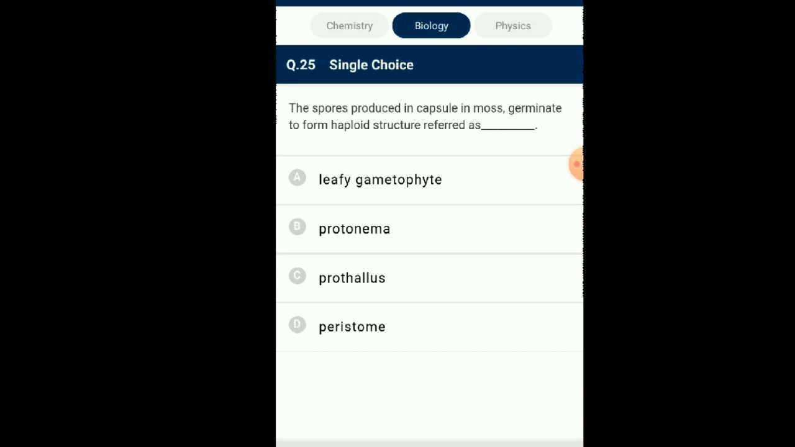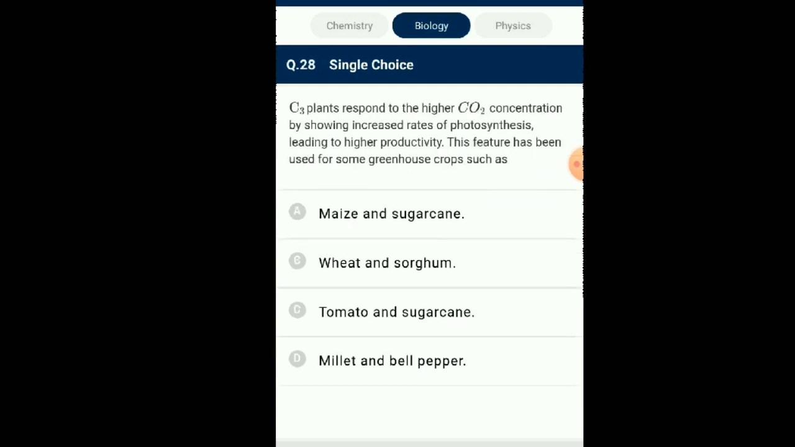So the spores germinate under suitable conditions and develop into the filamentous protonema stage. Finally, the protonema develops into a mature gametophyte. So the answer for this question is option C, carbon dioxide is a major limiting factor for photosynthesis.